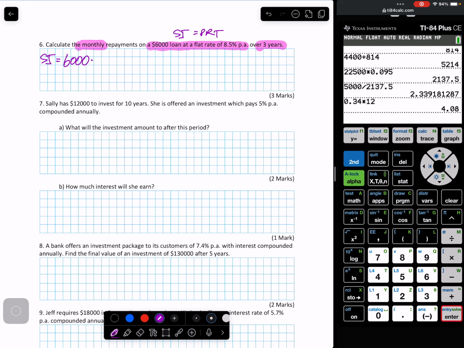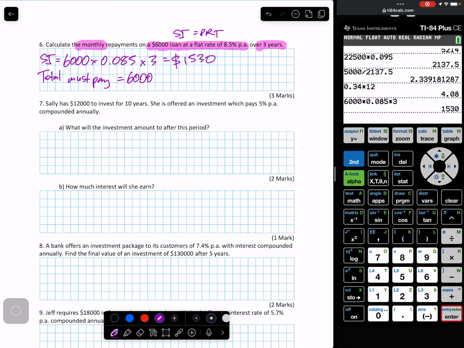You borrowed 6,000. You had a rate of 0.085 because it was 8.5%. You did it for 3 years. So $6,000 times 0.085 times 3. So in that 3 years, you're paying $1,530 simple interest, right? So in total, you must pay $6,000 plus the $1,530, which is $7,530. But you're going to do that monthly.